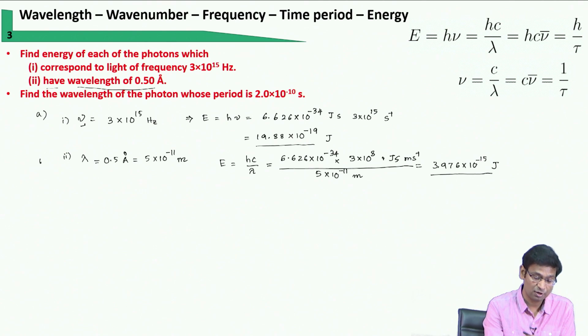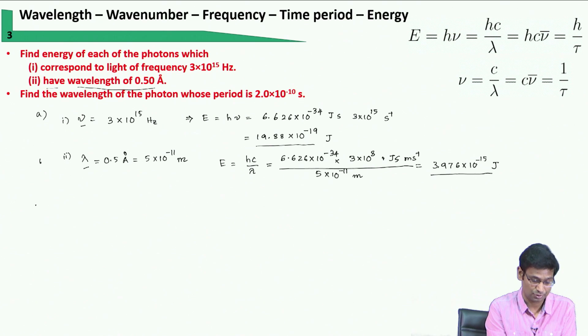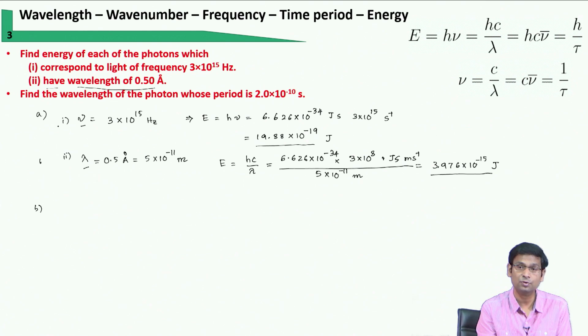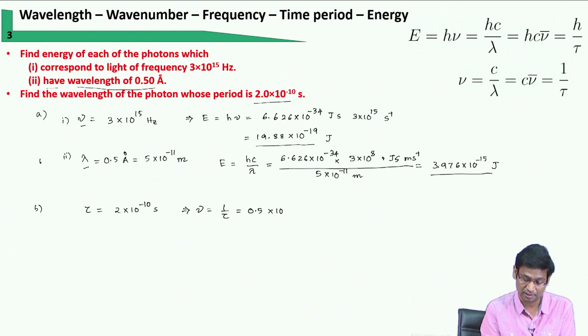So, if we know the frequency or the wavelength of the light or a photon, we can convert them to energy, or the other way around also. Now let us look at the second question. The second question does not ask to convert to energy, but asks to find the wavelength of the photon whose period is 2 into 10 to the power minus 10 second. So, the time period tau is 2 into 10 to the power minus 10 second, but we know tau is closely related to the frequency. Therefore, frequency is 1 over tau, which is 0.5 into 10 to the power 10 second inverse or hertz.